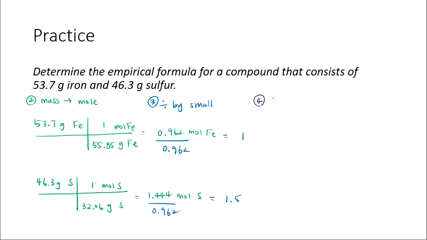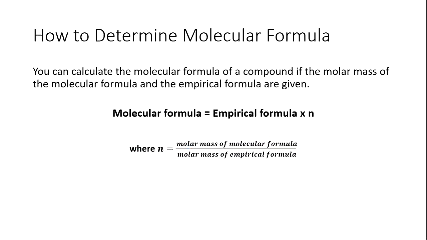So here I'm going to do the last step where it says multiply till whole. And so really all I do is multiply by 2 for each number. Whatever I do to one, I have to do to the other. So 1 times 2 is 2. 1.5 times 2 is 3. So my final formula is Fe2S3.